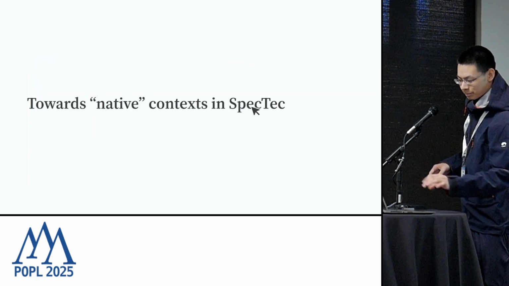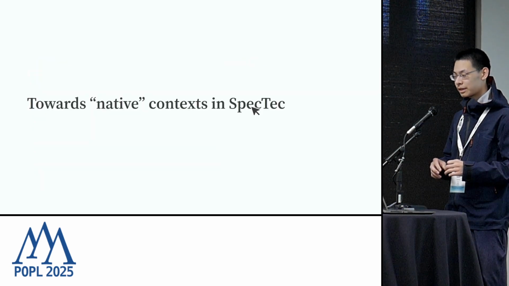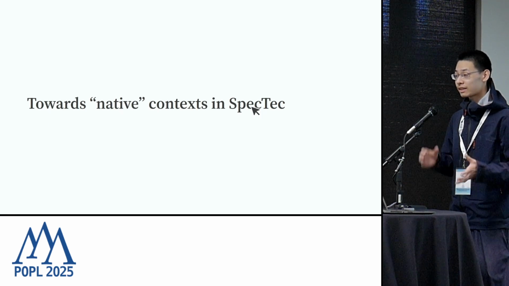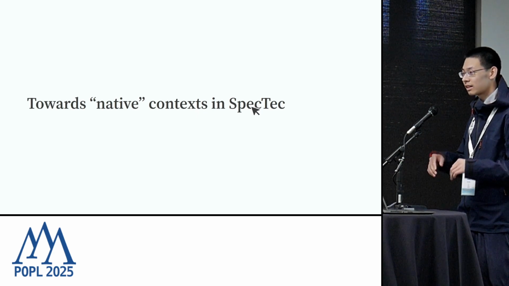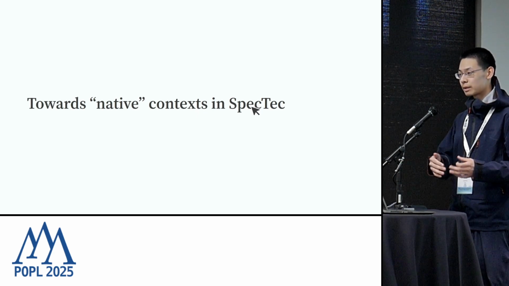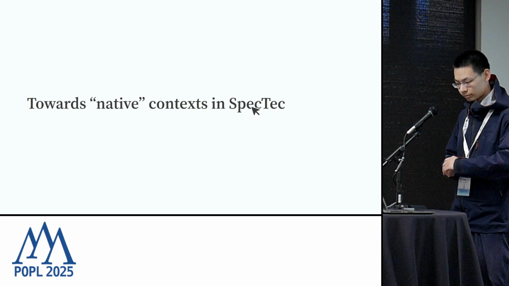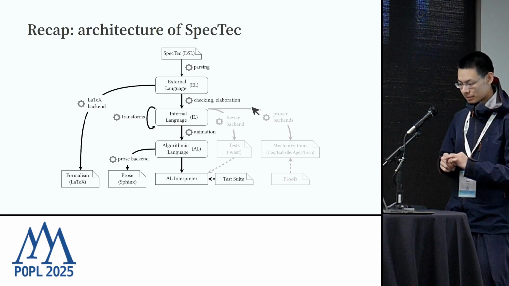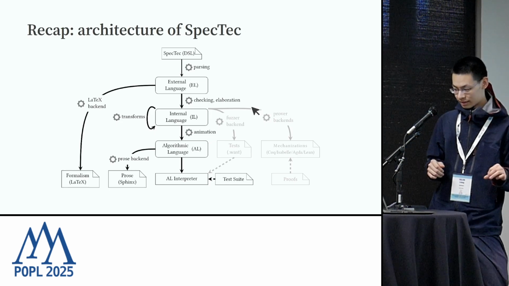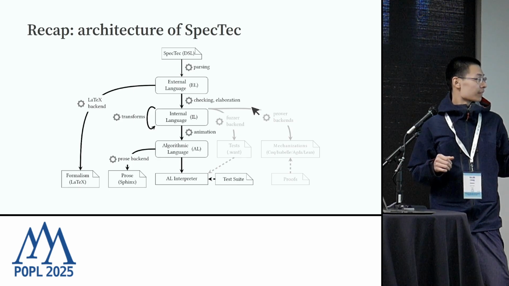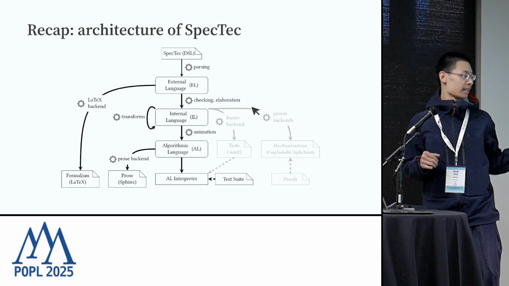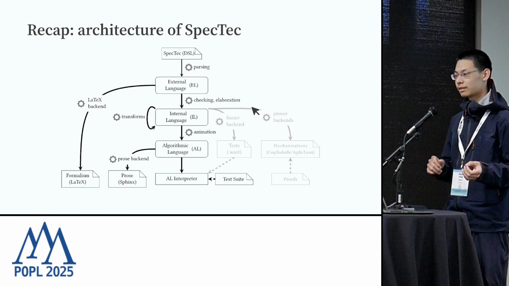So we're thinking about introducing native context into SpecTec. In SpecTec, we can just write contexts instead of writing bubbling semantics. To recap, the architecture of SpecTec is like this. The important part is the IL to AL translation, or what we call the animation pass.